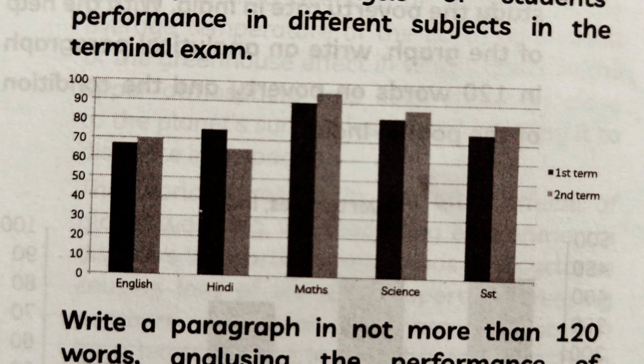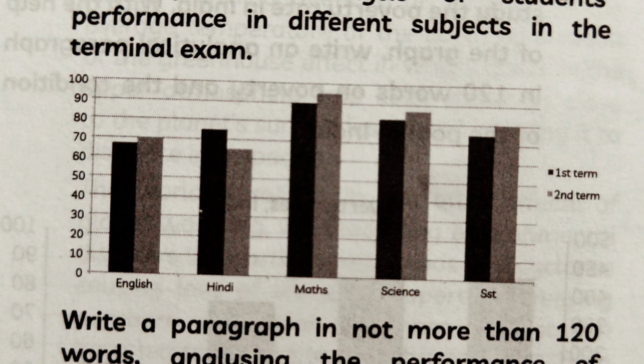anyone you choose, write: the performance of students is found to be better in mathematics and science in both the first and second terminal examination, but the performance of students is found to be very poor in Hindi and English compared to math and science in the last two terminal examinations.